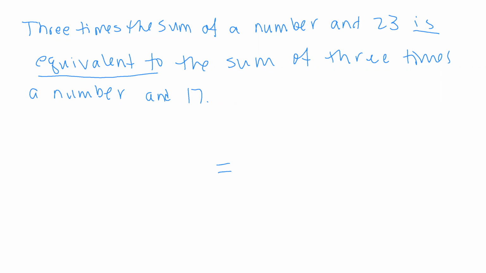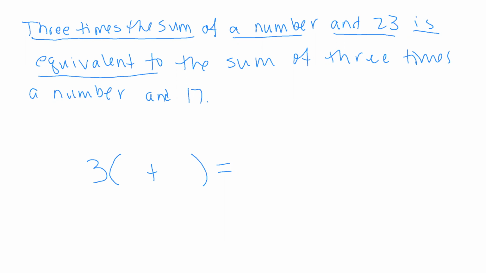Everything before the phrase is equivalent to is going to be the left-hand side of the equation, and everything after the phrase is equivalent to is going to be the right-hand side of the equation. So let's look at everything before the phrase is equivalent to. We have 3 times the sum. That means we want 3 times an entire sum, okay? So we're going to take 3, multiply it by whatever this sum is. The sum is of a number and 23.